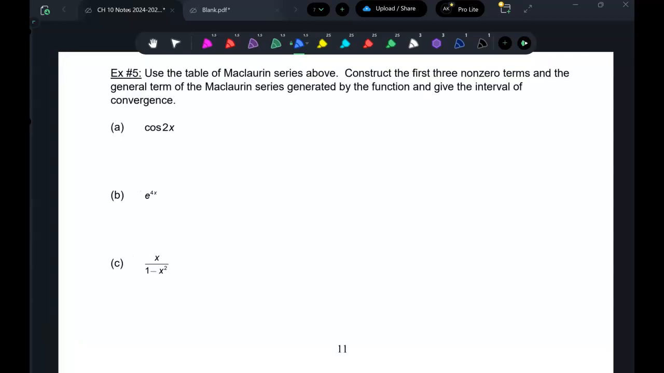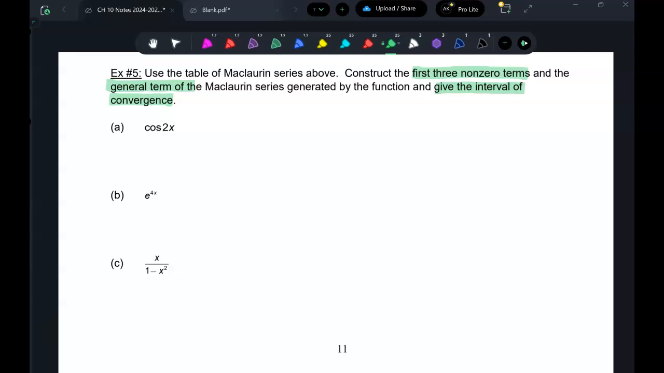All right, we're going to use the table of the Maclaurin series above to make this much easier. So what we want to do is construct the first three non-zero terms and the general term, and then give the interval of convergence.